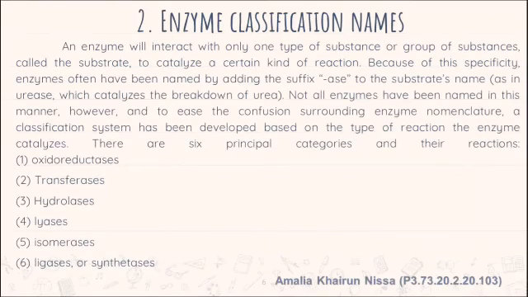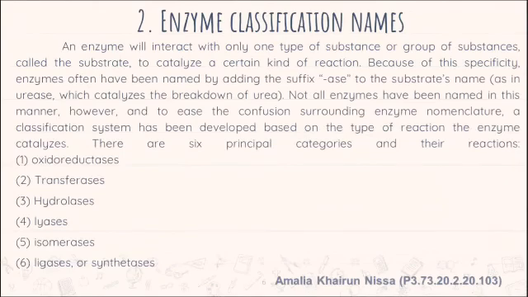An enzyme will interact with only one type of substance or group of substances, called the substrate, to catalyze a certain kind of reaction. Because of this specificity, enzymes often have been named by adding the suffix "ase" to the substrate name, as in urease, which catalyzes the breakdown of urea. Not all enzymes have been named in this manner.